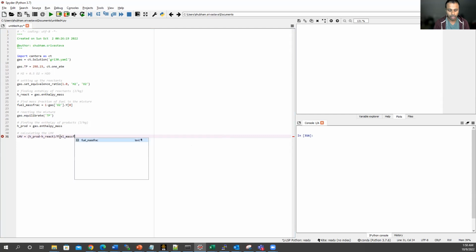fuel mass frac. What we've done here is now we are looking at unit mass of fuel being burned, because that is the definition of LHV. By dividing this calculation by the mass fraction of fuel, we are calculating the LHV per unit kg of fuel. Now this is all in joules per kg, so we have to go to megajoules per kg. So we again divide it by 1e6. This will give the megajoules per kg.